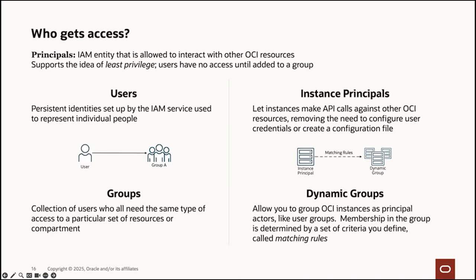So these are the two different types of principal entities within Oracle Cloud, right? You have users, and then you have instance principals. So instance principals just let instances make API calls against other OCI services. And then users would be people.